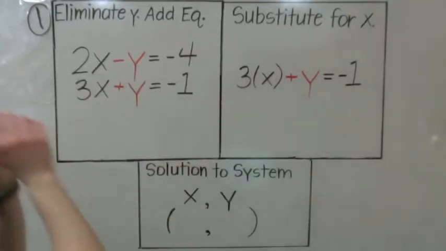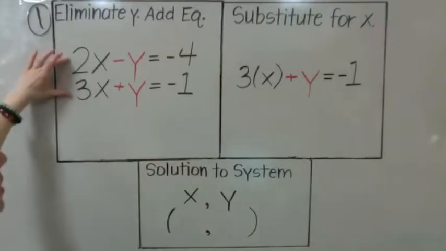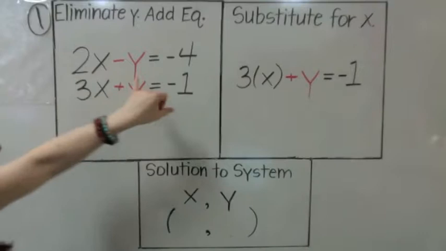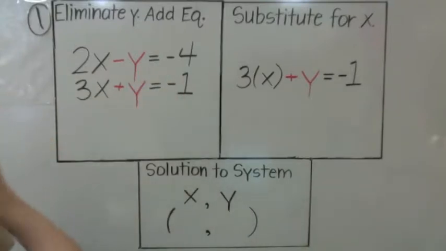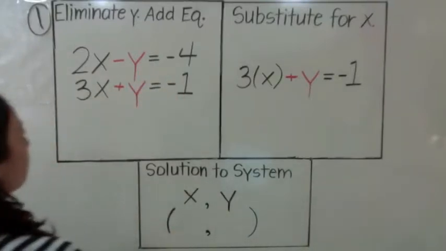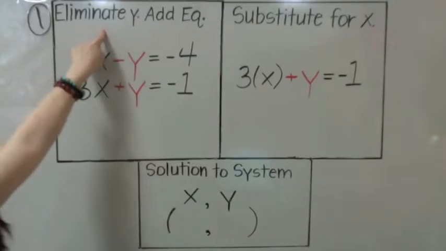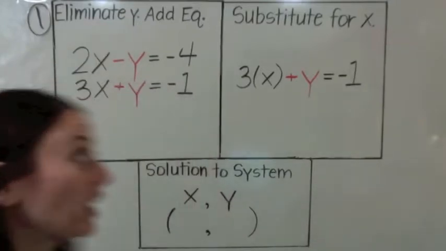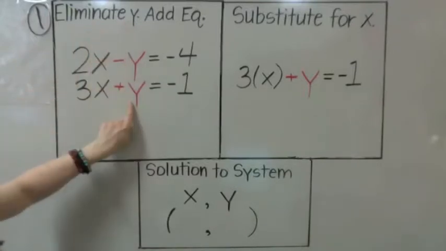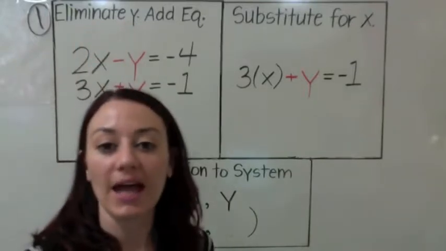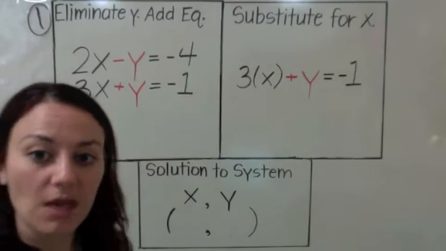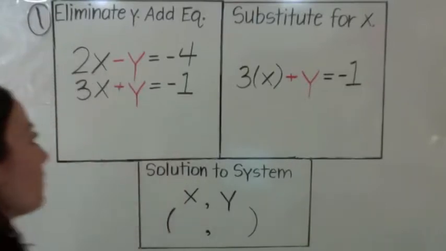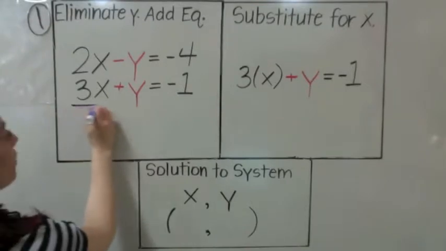So number 1 has two equations. Those are both lines. And it says 2x minus y equals -4 and 3x plus y equals -4. Look at the directions. What do they tell you to do? We're first going to use elimination. What are we going to eliminate? We're going to eliminate y, and then we can add the equations together. We're looking for x. We're looking for what? X.